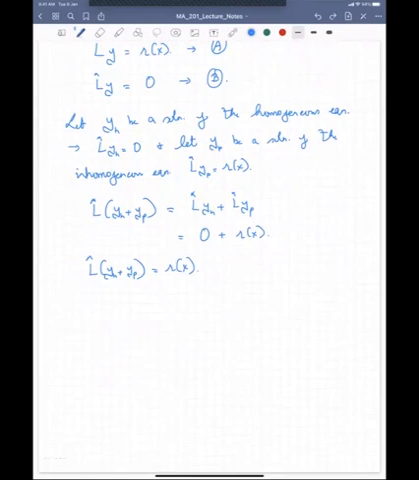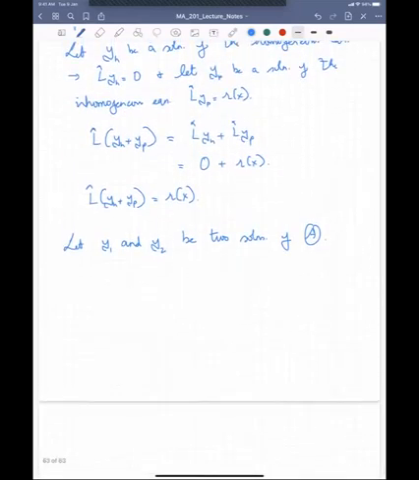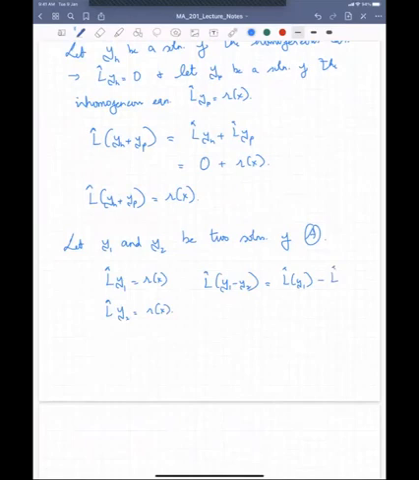Something else interesting also happens. Suppose you have two solutions of A. Let Y1 and Y2 be two solutions of A. Now, what happens if I act the linear operator on Y1 minus Y2? In other words, L acting on Y1 is R of X and L acting on Y2 is R of X. Now I can ask what happens when I act L on Y1 minus Y2. This is L acting on Y1 minus L acting on Y2, which is R of X minus R of X, which is 0.